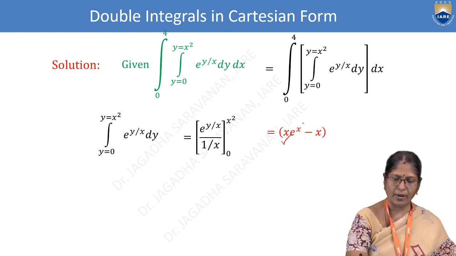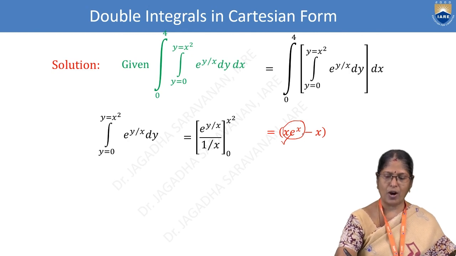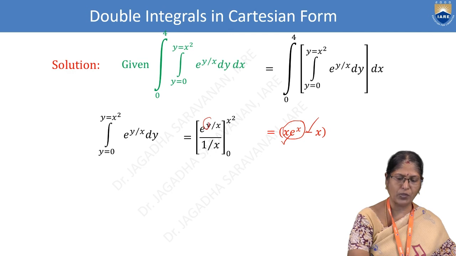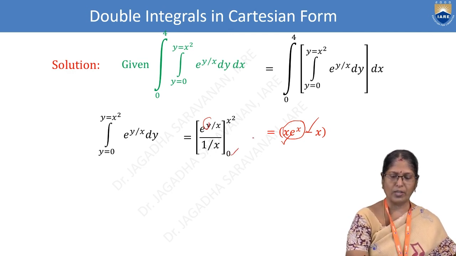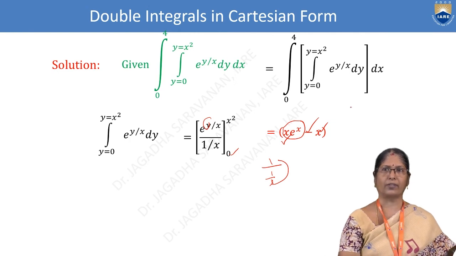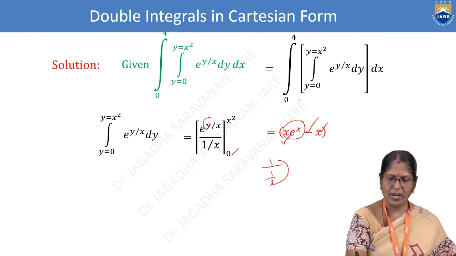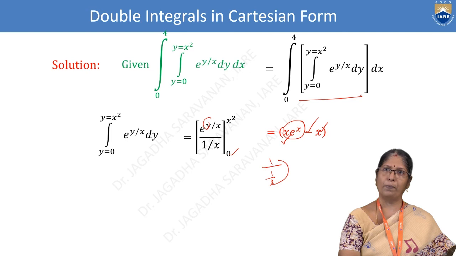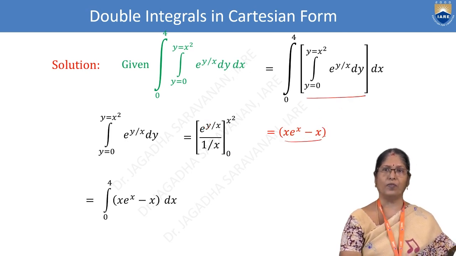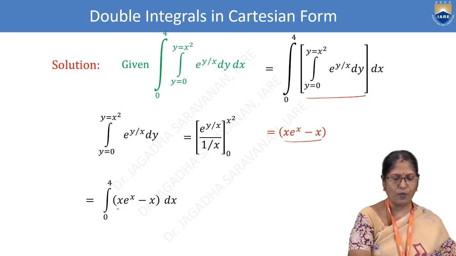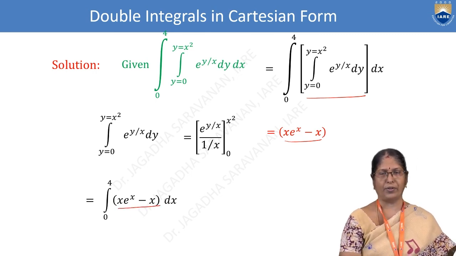So the upper limit we completed, formula minus. The lower limit, in the y place, we are putting 0. E power 0 is 1 divided by 1 by x. Bringing it up, it has become x. So the interior integration we completed. In that particular place, we substituted these values. Now we will focus on this integration.